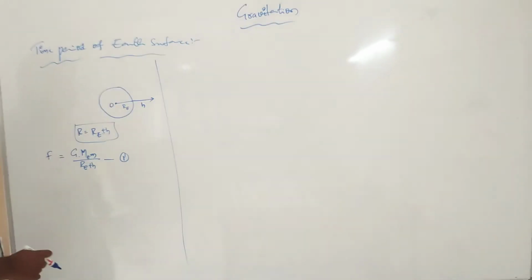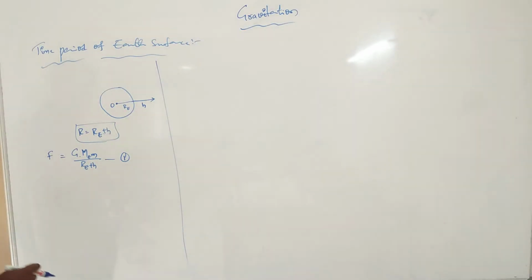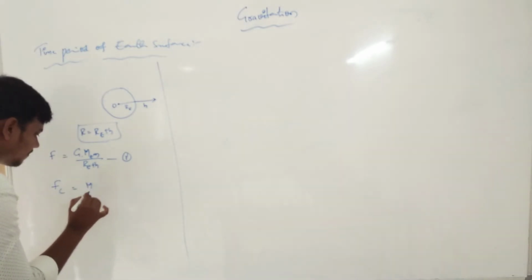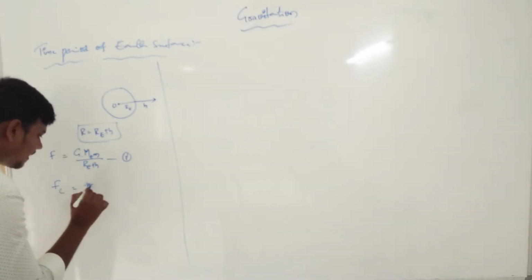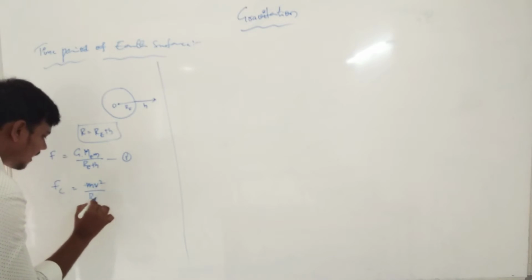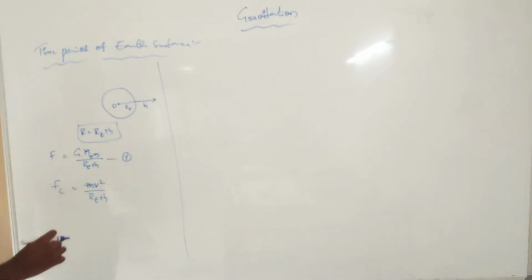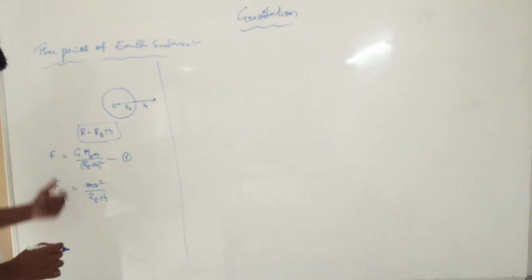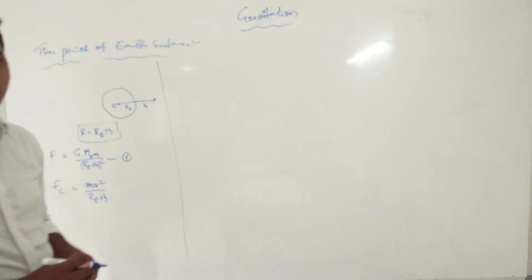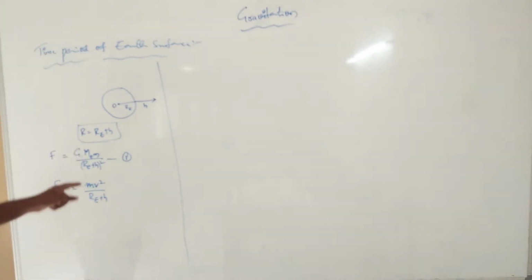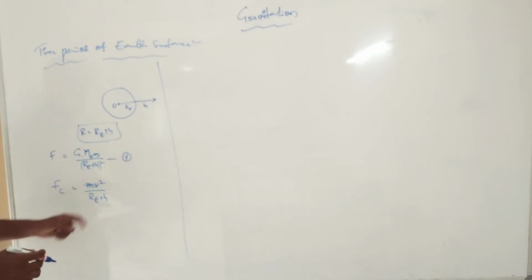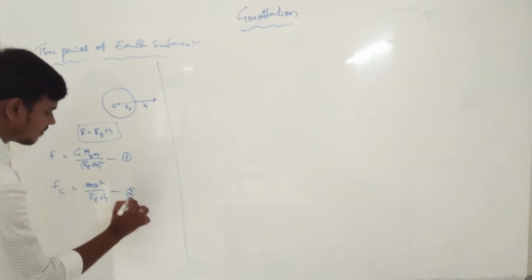Now all orbits are revolving, which means we can take them as circular motion. Now the centripetal force Fc is equal to m v square by R E plus H. Clearly, the force F is equal to capital G, capital M, small m by R E plus H whole square. Now Fc is equal to m v square by R, where R is equal to R E plus H. This is equation number 2.